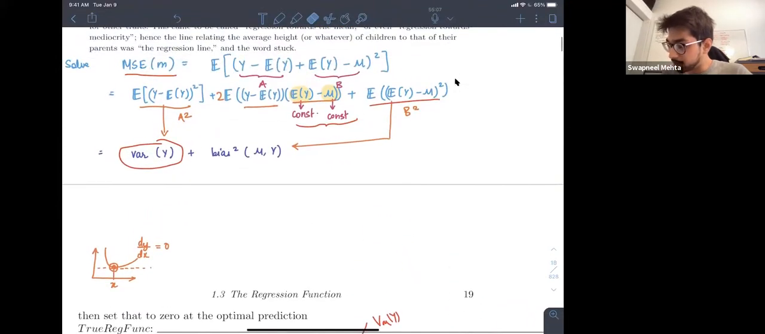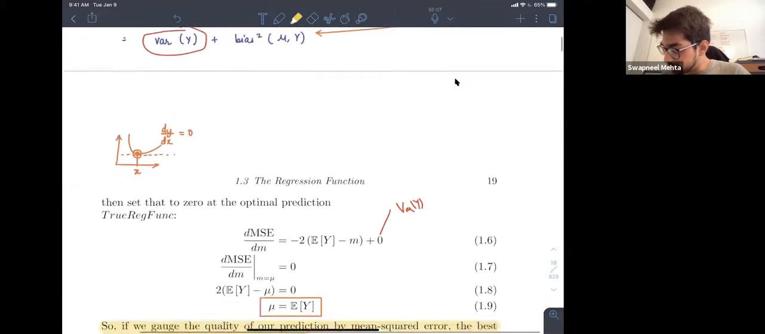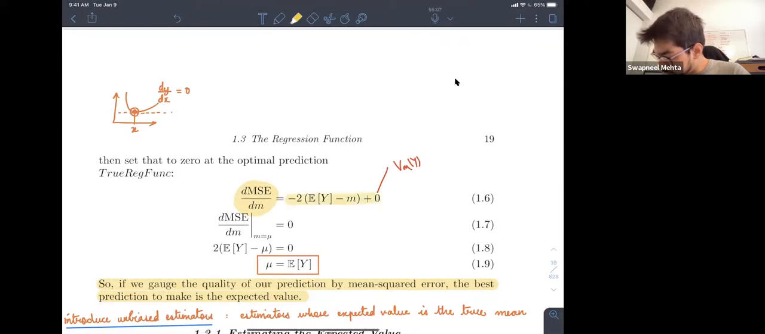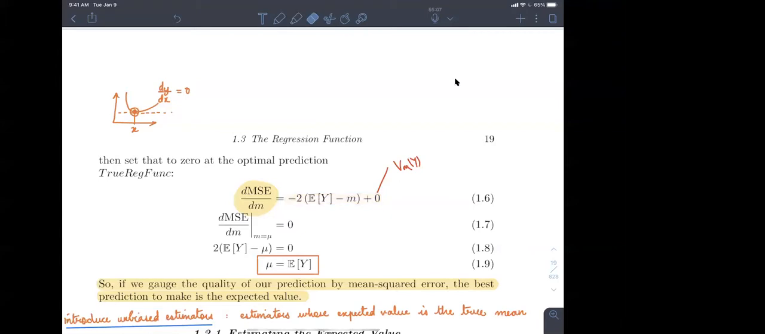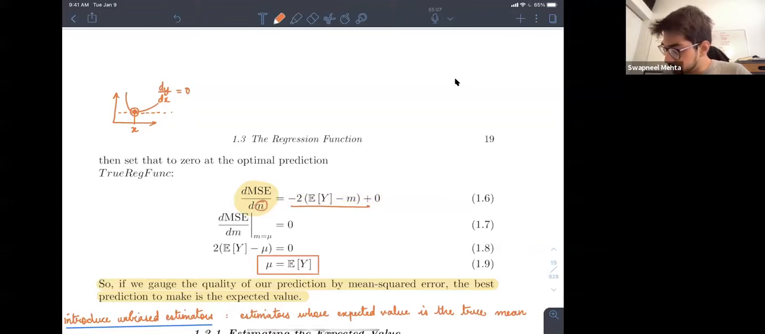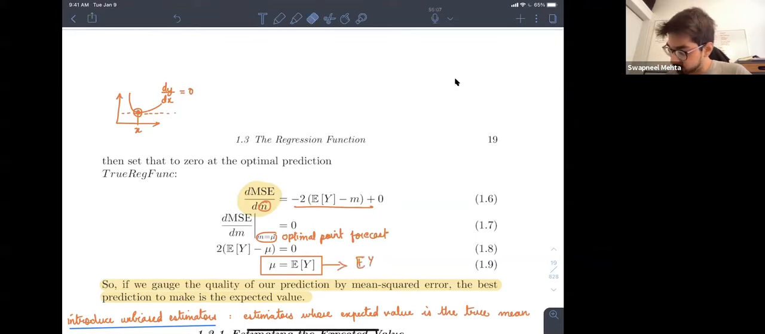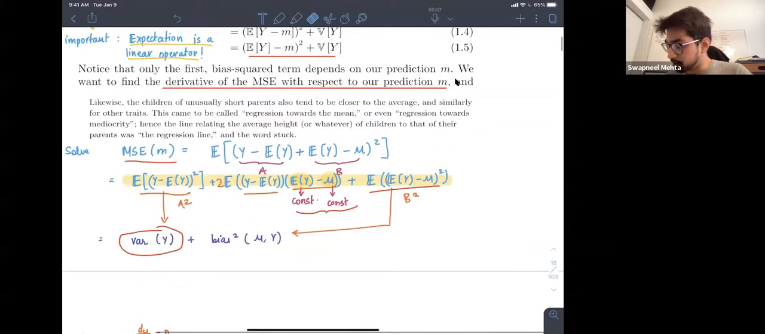But I think the point of this is, once you get this whole equation for the mean squared error, you can just differentiate that with respect to m here and set that to 0 to say that with respect to m, the minima occurs at this point. This is my optimal point forecast. And that gives me the value of this optimal point forecast being the expected value of y. I guess that's all that they were trying to say there, and I confused another explanation with this center term going to 0. So that's on me.